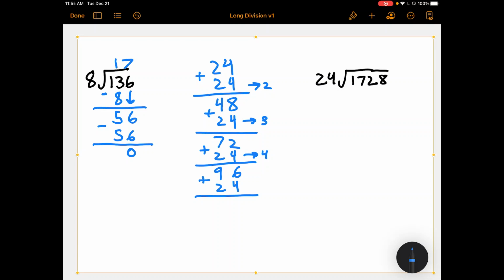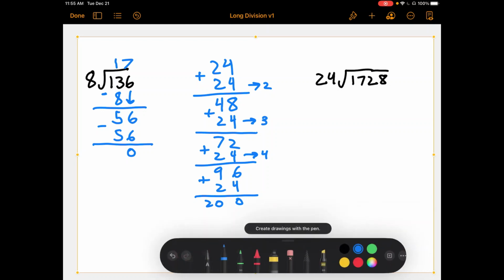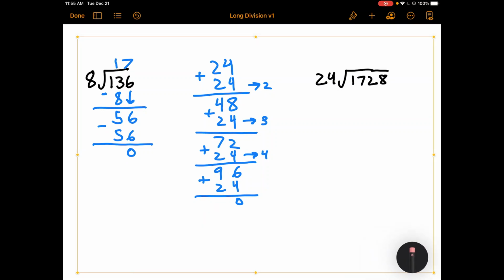So 96 plus 24 is going to give me 120. Oops, erase that. 120. I can keep going. So 24 again. Okay, we're getting pretty close now. 24 again. 168. All right, let's see how many we've added up or multiplied so far.